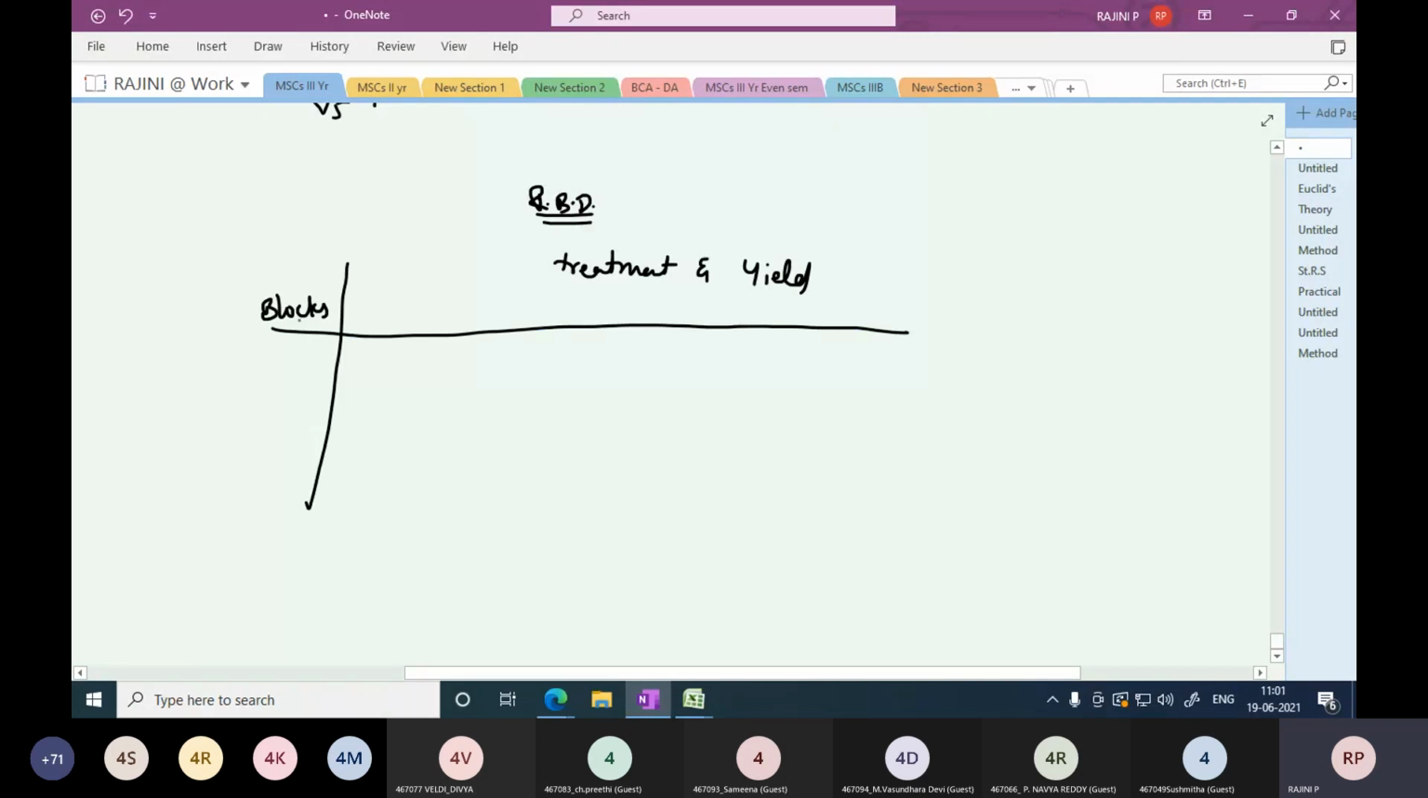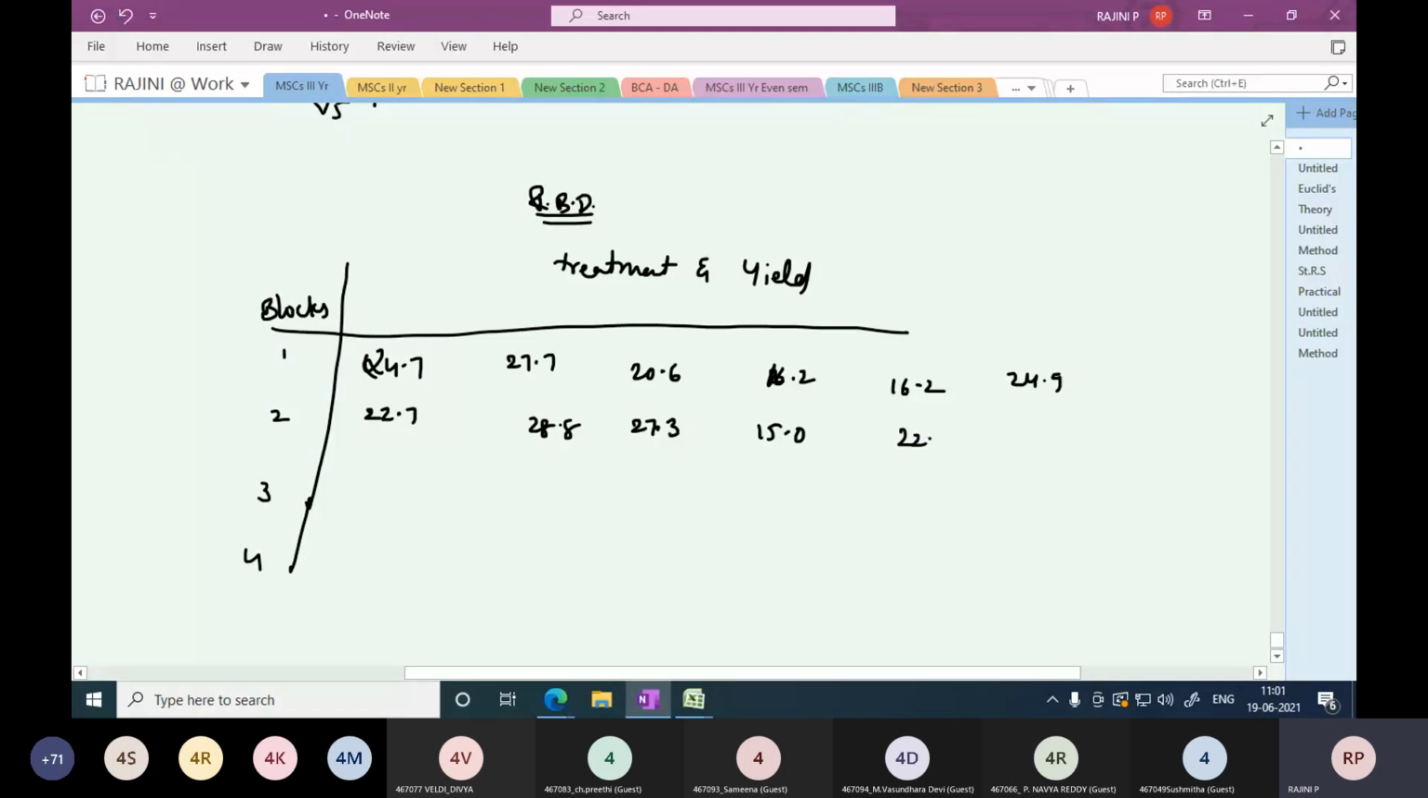How many blocks are there? 4 blocks: 1, 2, 3, 4. Now you just write that. What is the first value? 24.7, next 27.7, 20.6, next 16.2, next 16.2, 24.9. Second one is what? 22.7, 28.8, 27.3, 15.0, 22.5, 17.0.